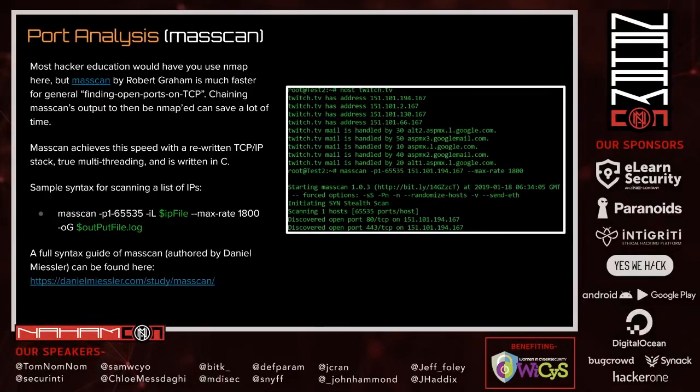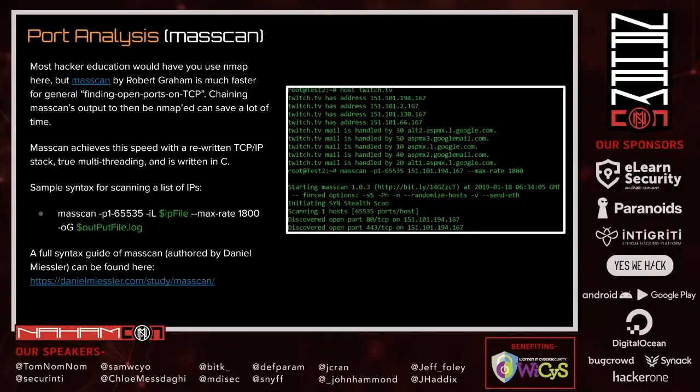So you can basically scan way faster in MassScan. It has a rewritten TCP/IP stack, it's got multi-threading, and it's written in C. It's probably the fastest port scanner out there, I would say. Maybe there are some other ones, but it's the one I've been using.